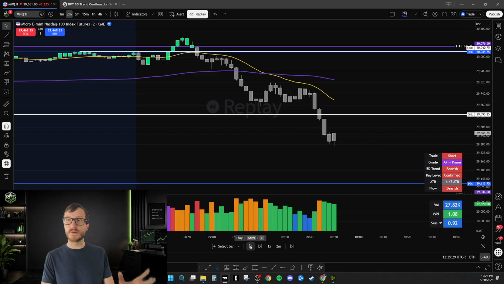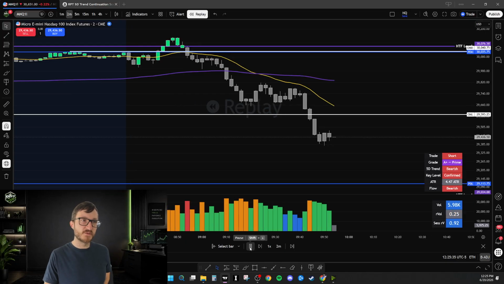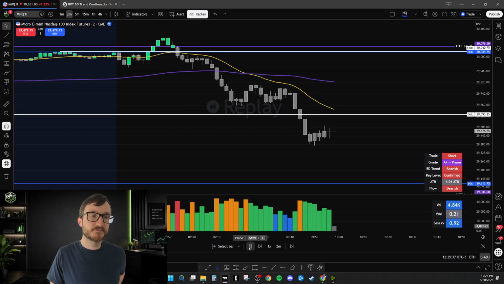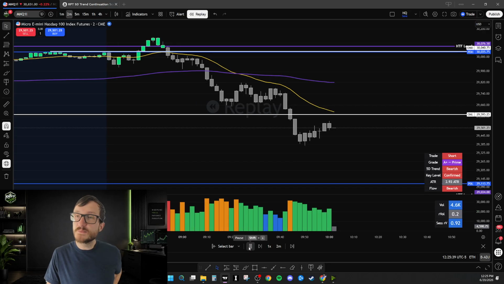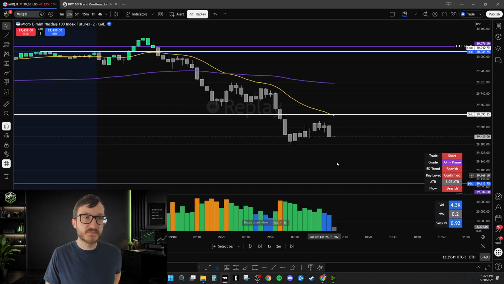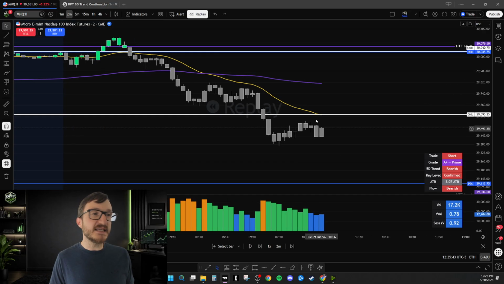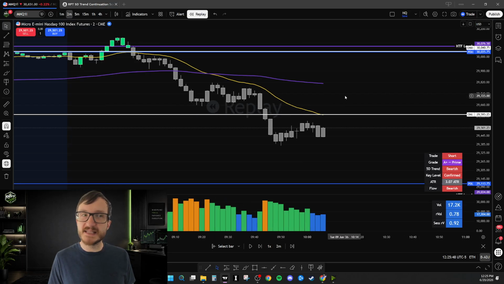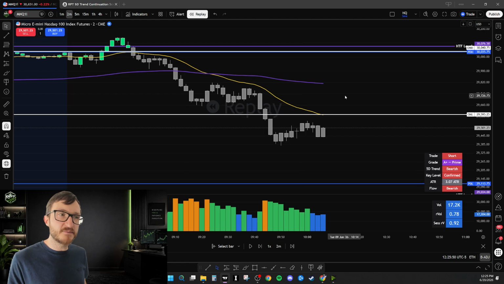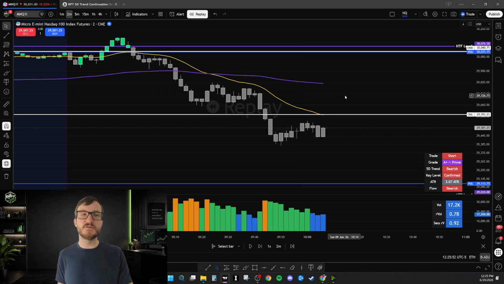I'm going to wait for a pullback and a resumption before I take this trade. I'm waiting for this pullback. We're getting the pullback into our EMA. And keep in mind, this EMA is automatically plotted for you on the lower time frames. It's basically the 5-minute 9 EMA tracked across anything below 5 minutes.